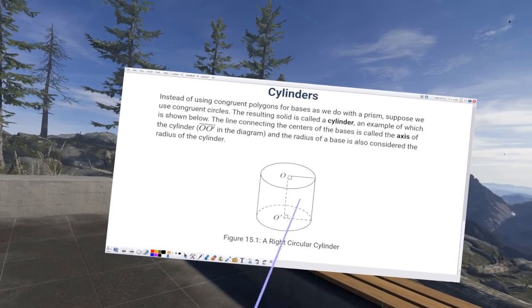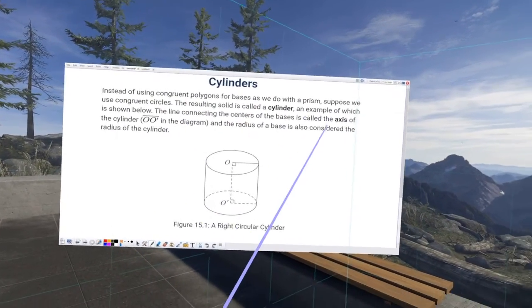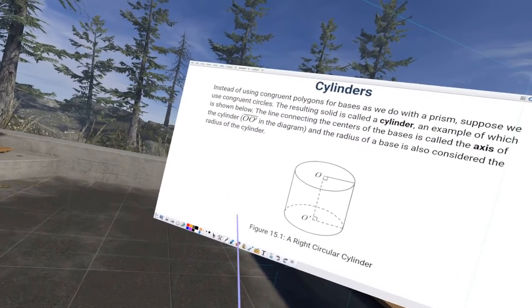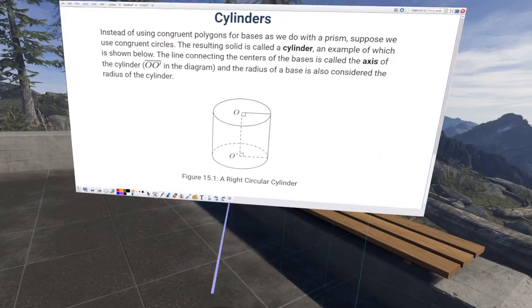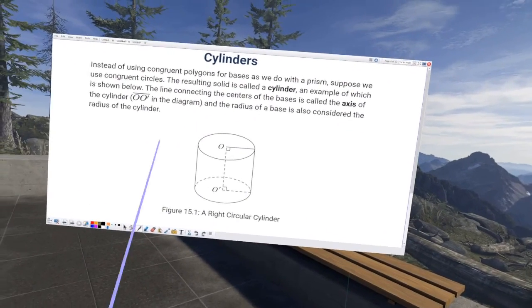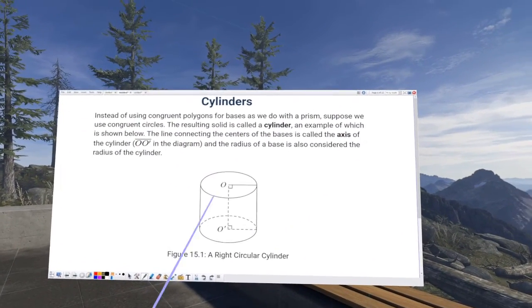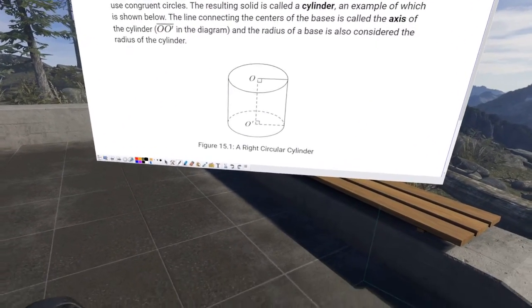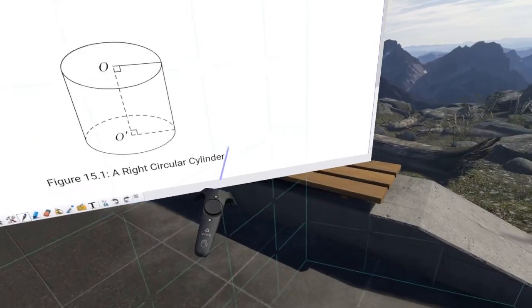Basically what I just said. The line connecting the centers of the bases is called the axes or axis. So in this diagram, O to O prime is the axis of the cylinder. And the radius of a base is the same as the radius of the cylinder itself.